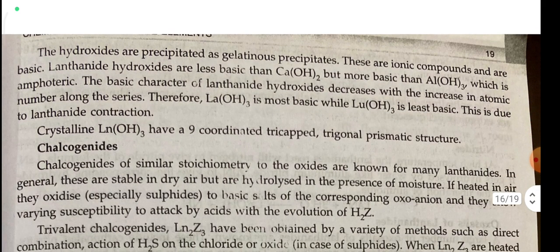These are ionic compounds and are basic. Lanthanide hydroxides are less basic than Ca(OH)2 but more basic than Al(OH)3, which is amphoteric. The basic character of lanthanide hydroxides decreases with increase in atomic number along the series. Therefore, La(OH)3 is most basic while Lu(OH)3 is least basic. This is due to the lanthanide contraction.